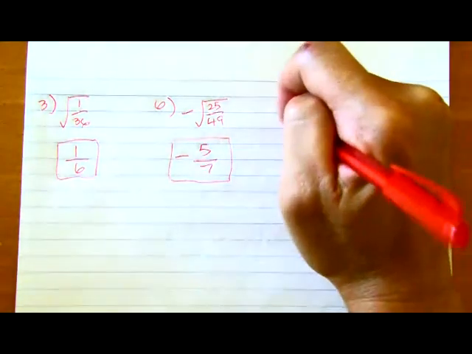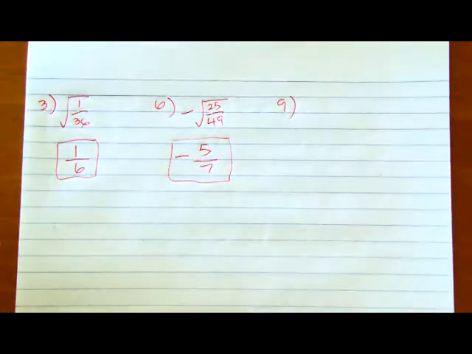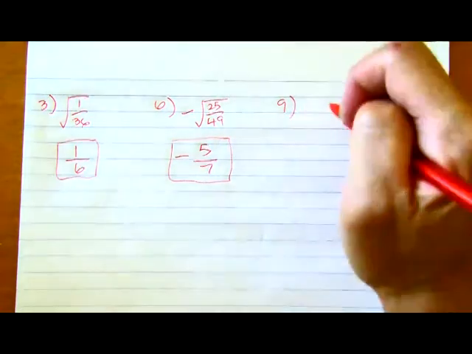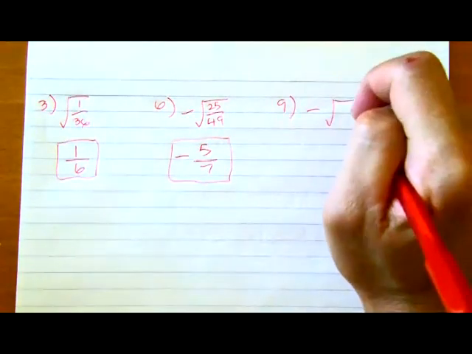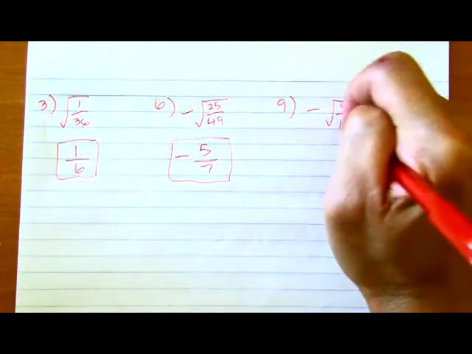Number 9. 9 says negative square root of 9 over 100.